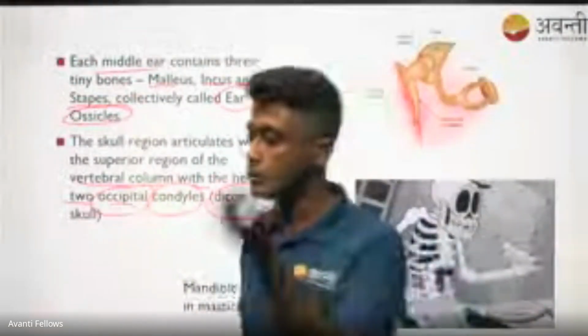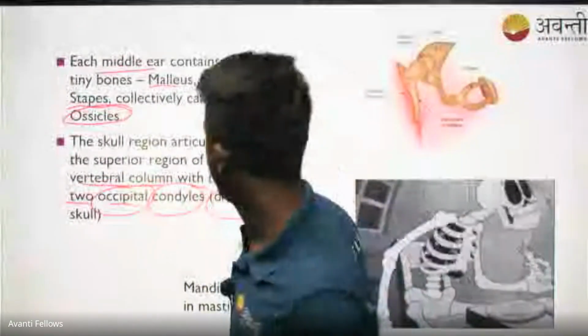The human skull is what type? We have a dicondylic skull. Why? Because we have 2 condyles.